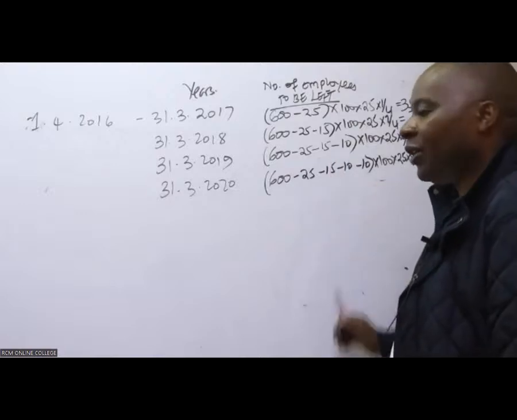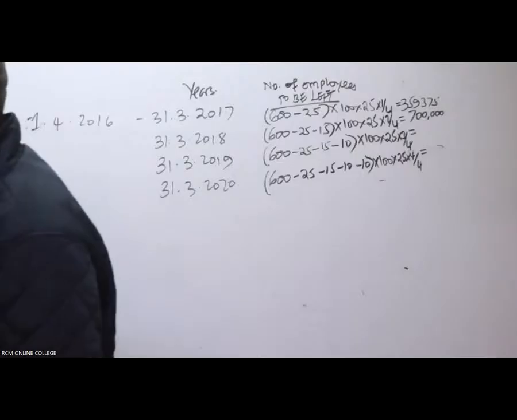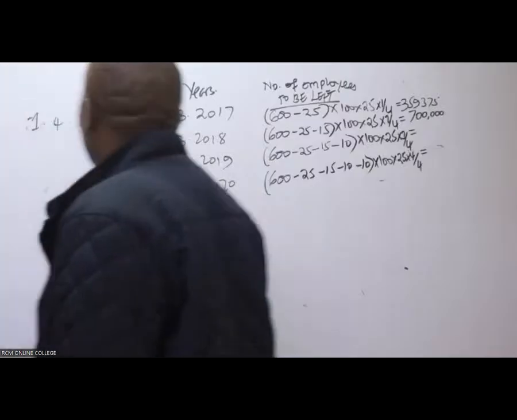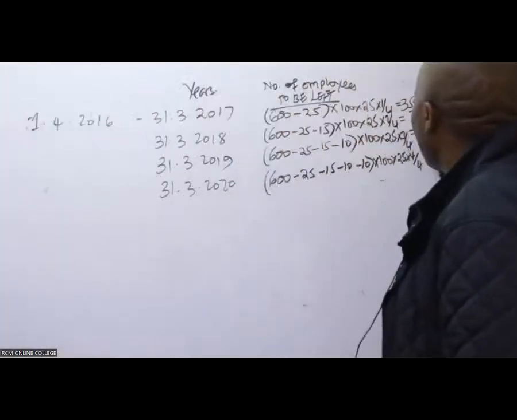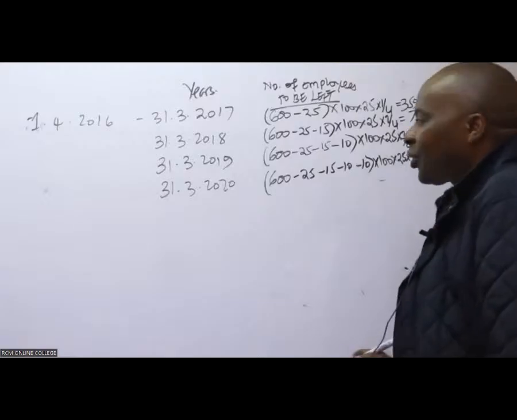How about the third figure? So this gives us 1,031,250.